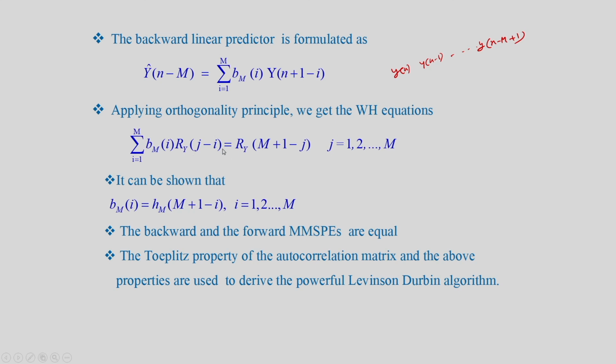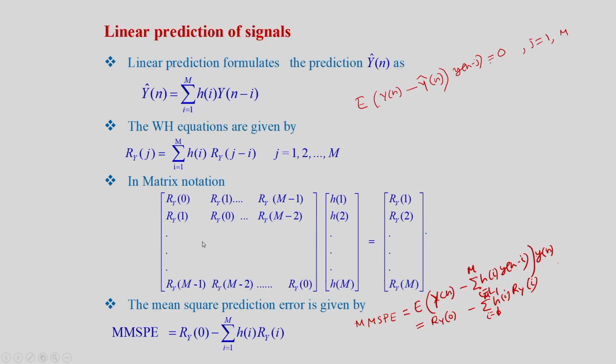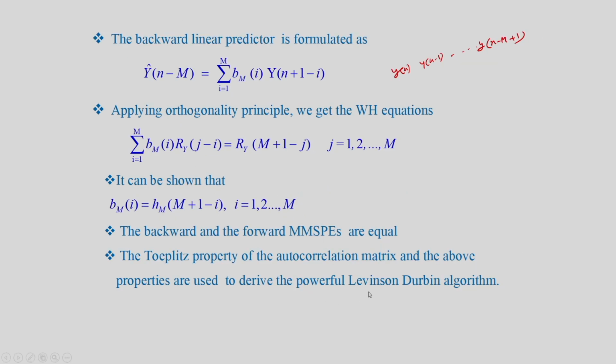And from this Wiener-Hopf equation and the forward prediction Wiener-Hopf equation, we establish one important result, that is the backward prediction coefficient at instant i is the same as the forward prediction coefficient h m, m plus 1 minus i. So this is the relationship, and also we establish that backward and forward minimum mean square prediction errors are equal. We use this result and also the symmetric Toeplitz structure of this matrix to derive the famous Levinson-Durbin algorithm that we have discussed in detail.